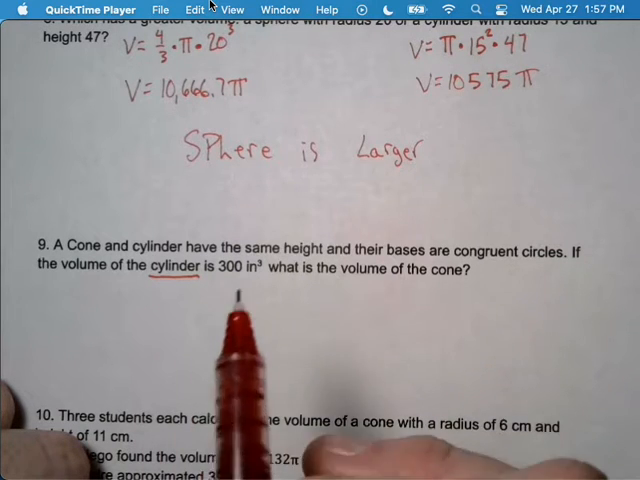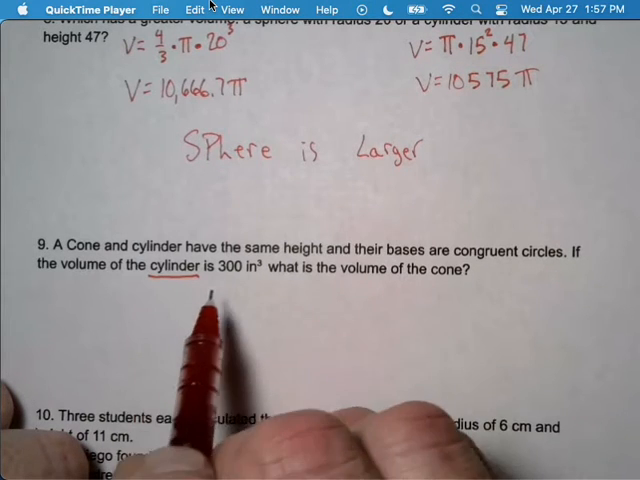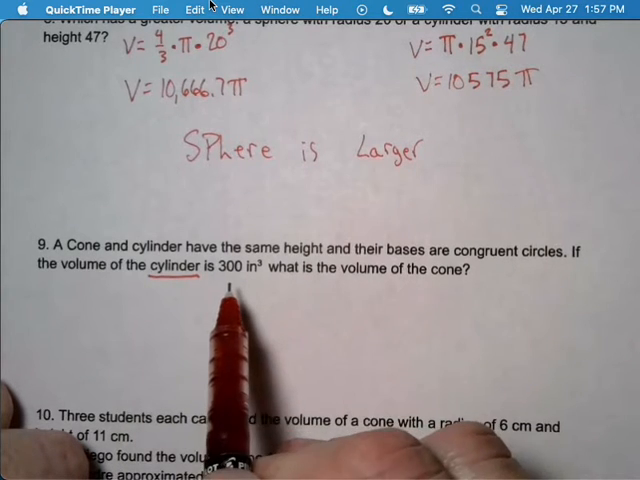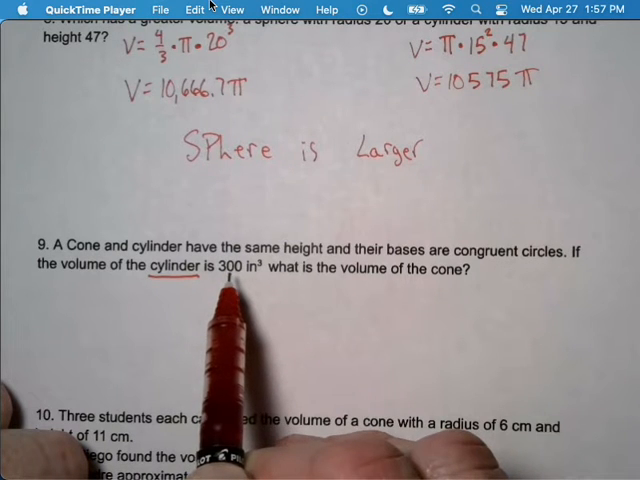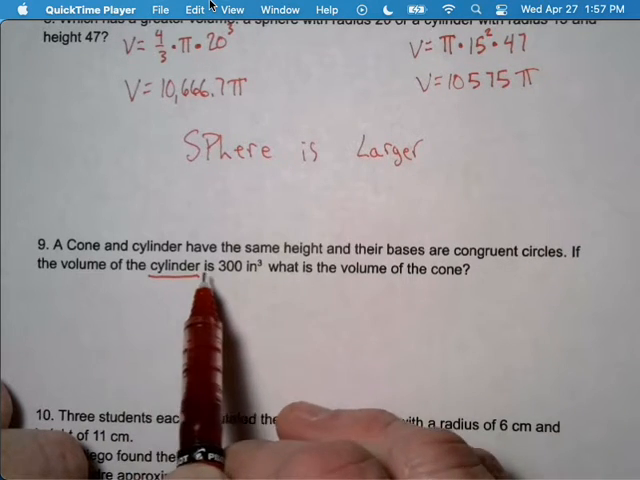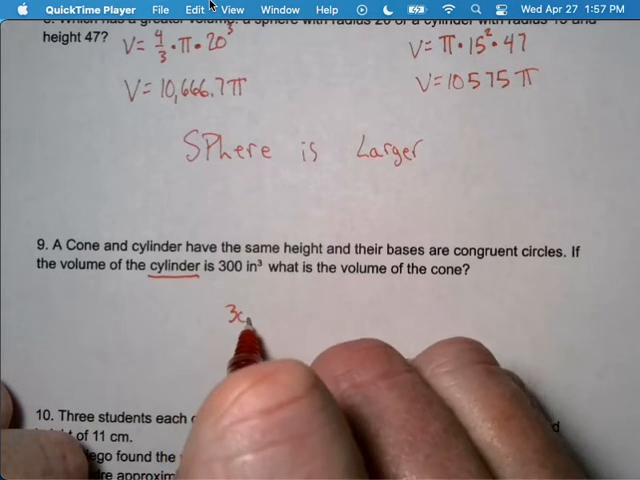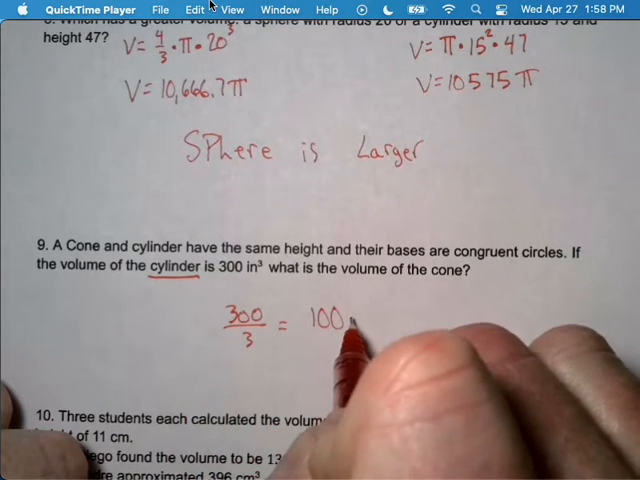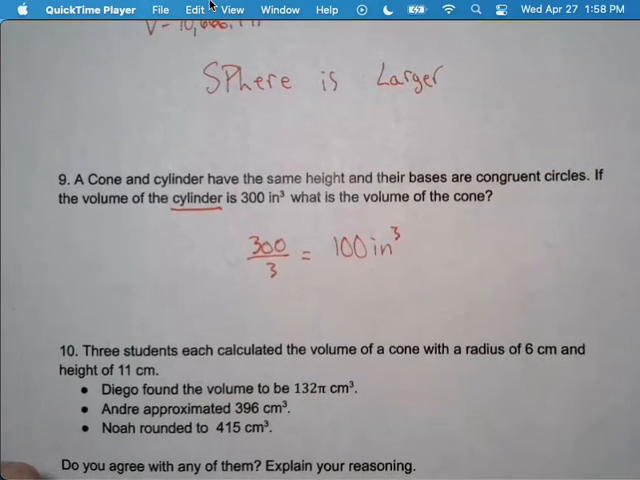100. How'd you get that? Because if a cylinder has the same height and base as a cone, then 3 cones could fit in it. That's exactly what we showed with the experiment, right? 3 cones fit inside the cylinder when they're the same height and radius. So if we know the cylinder, all we have to do is cut that into 3 pieces, and that tells us the cone. So 300 over 3 equals 100 inches cubed, okay?